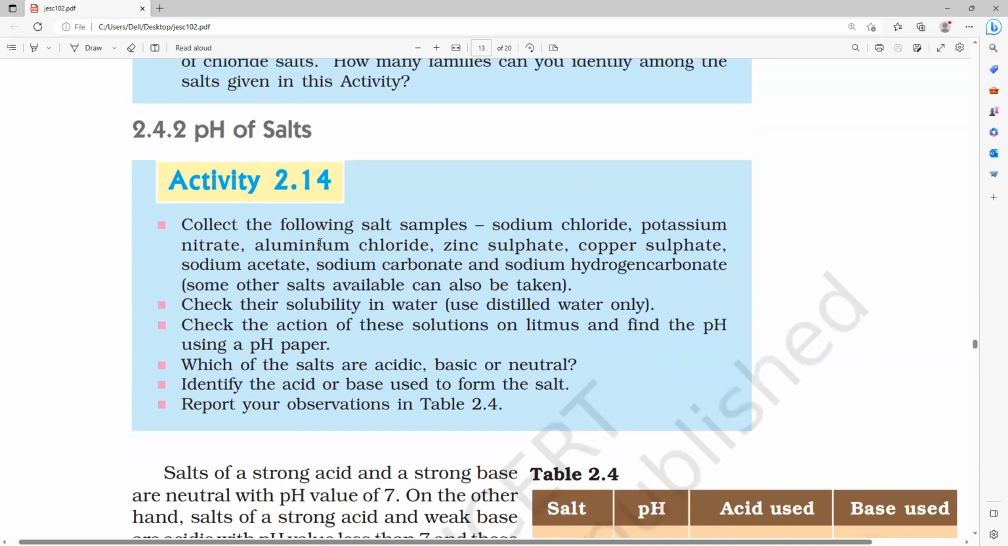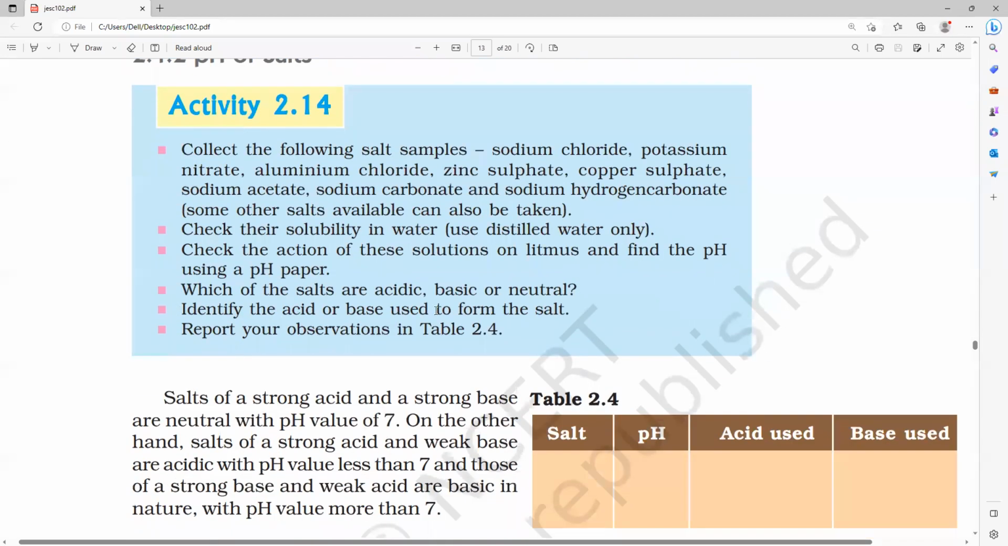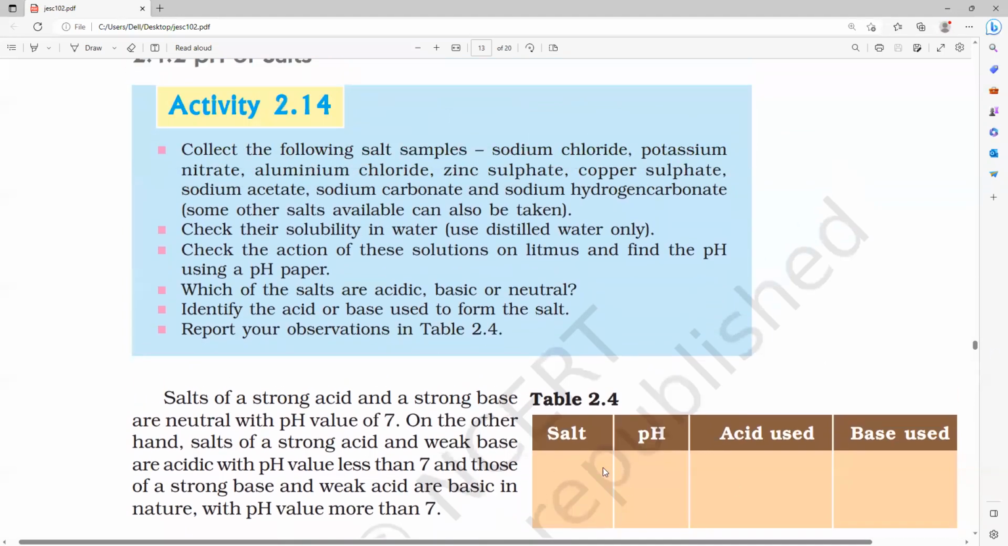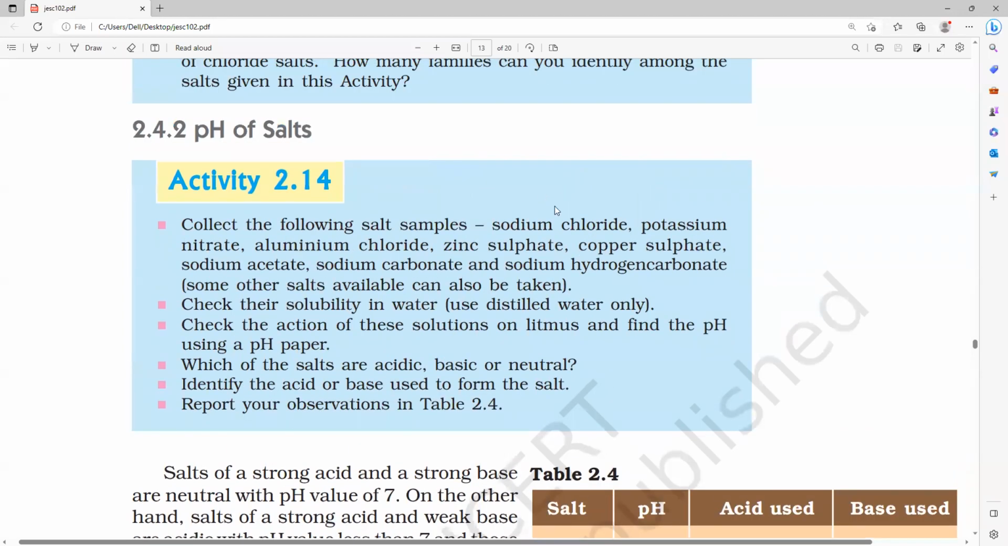Next, collect the following salt samples: sodium chloride and all these things. Check their solubility in water. Next, check the action of these solutions on litmus paper, and which of the salts are acidic, basic or neutral. Identify the acid or base used to form the salt. We have to find it. Report your observation in the table: acid used and base used also. You should fill this tabular column. Everyone, we will just discuss it here, and later you write it.